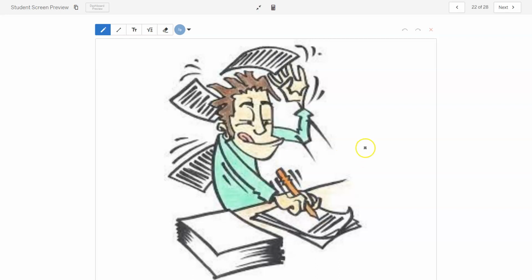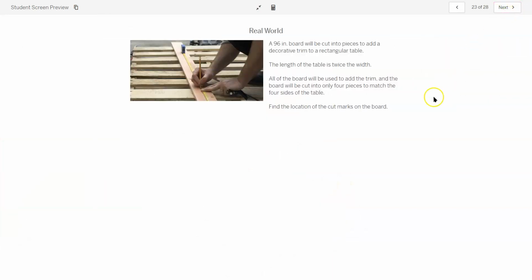Welcome to the writing assignment 1.04, measuring length. This is a real-world writing assignment. A 96-inch board will be cut into pieces to add a decorative trim to a rectangular table. The length of the table is twice the width. All of the board will be used to add the trim.